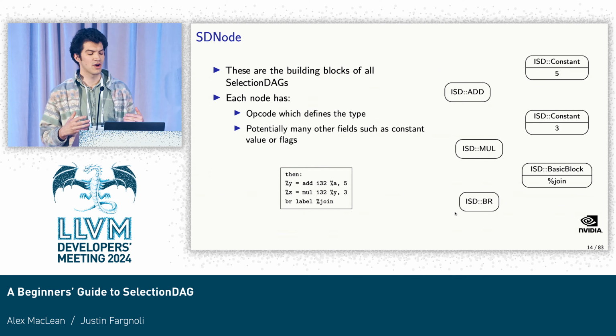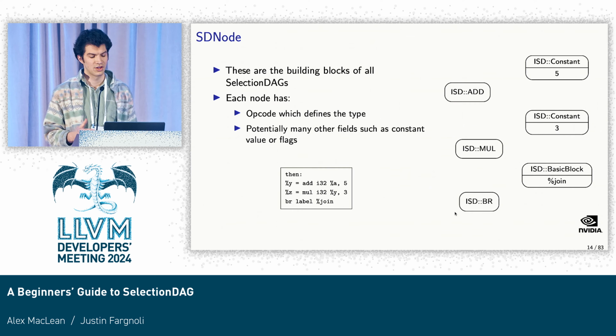All right, so now we're going to build the SelectionDAG for this little basic block. So we have this little piece of IR. It's 3 instructions. We're going to take some value A defined outside of the block. We're going to add a constant to it. We're going to take that result and multiply it by a constant, and then we're going to branch somewhere else. We're going to go through the next few slides and build up what the SelectionDAG looks like for this block.